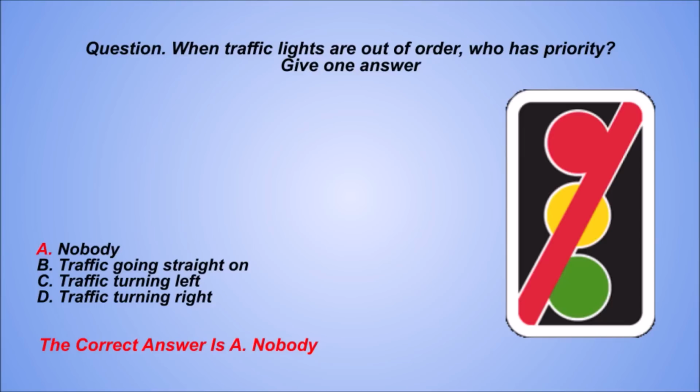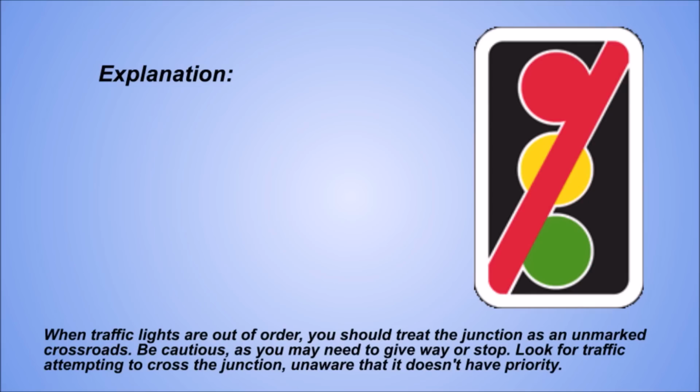Nobody. Explanation: when traffic lights are out of order, you should treat the junction as an unmarked crossroads. Be cautious, as you may need to give way or stop. Look for traffic attempting to cross the junction, unaware that it doesn't have priority.